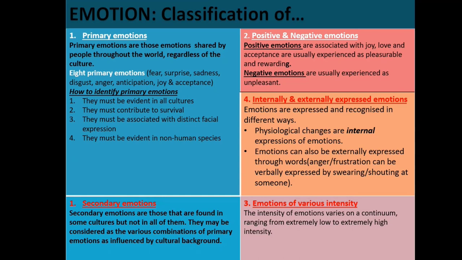Then positive and negative emotions. This is almost the same thing, an opposite of primary emotions versus secondary emotions. They are neighbors. So this is the second aspect. They say positive and negative emotions. We have negative emotions and positive emotions. What do we mean by positive emotion? Positive emotions are associated with what? Joy, love, acceptance, and are usually experienced as pleasurable and rewarding.